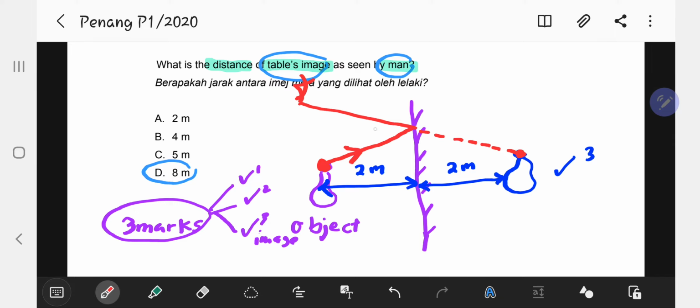And then a proper way to draw the diagram, there must be a normal line here. And then this is the incident angle, and here is the reflected angle. So the incident angle equals the reflected angle. So it means that the light goes to the mirror and is then reflected, like that. Okay, so this already completes the first ray. The first mark, this mark.